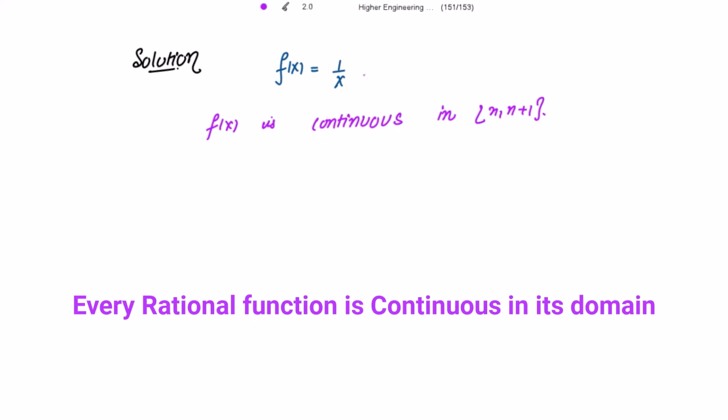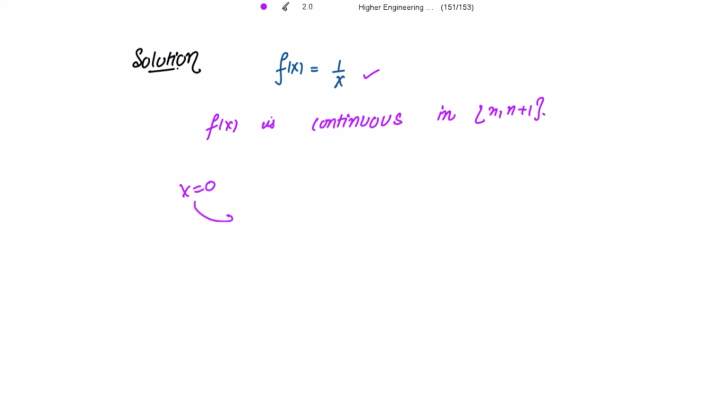First of all, this is your rational function. Every rational function is continuous everywhere in its domain except at x equal to 0, because at x equal to 0, the denominator becomes 0. And when the denominator is 0, the function is not defined. तो function को continuous होने के लिए सबसे पहले define तो होना पड़ेगा. So for continuity, first, the function should be defined.